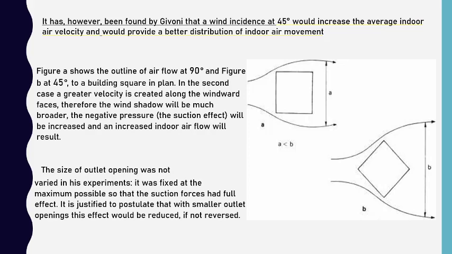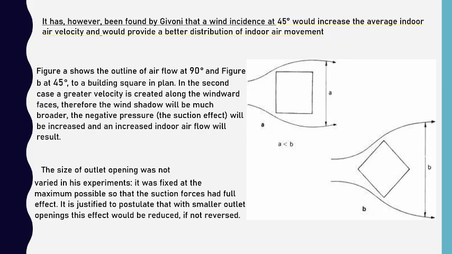Figure A shows the outline of airflow at 90 degrees and figure B at 45 degrees to a building square in plan. In the second case, a greater velocity is created along the windward faces. Therefore, the wind shadow will be much broader. The negative pressure, that is the suction effect, will be increased and an increased indoor airflow will result. The size of the outlet opening was not varied in this experiment. It was fixed at the maximum possible so that the suction forces had full effect. It is justified to postulate that with a smaller outlet opening, this effect would be reduced, if not reversed.